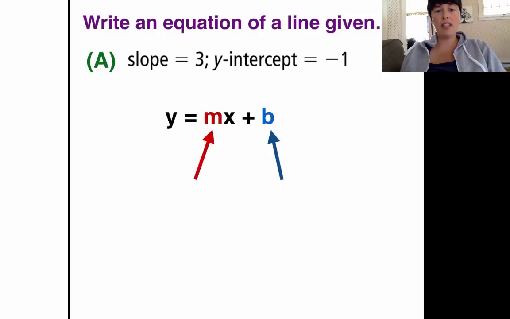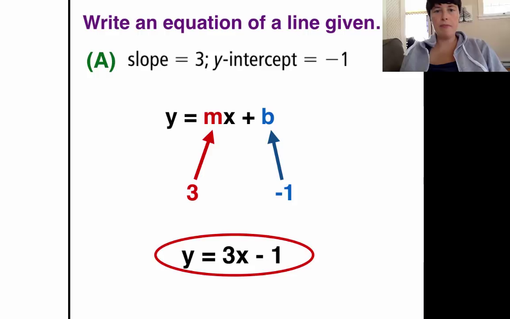So we know that the m is given to us, it's 3, and we know the y-intercept, which is the b, is -1. So we already know the equation. It's y equals 3x and then -1. And that's our answer, y equals 3x minus 1.